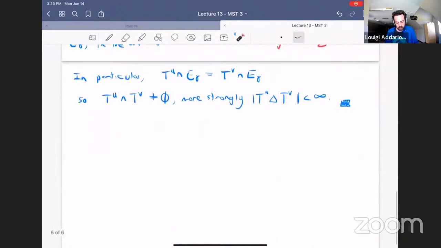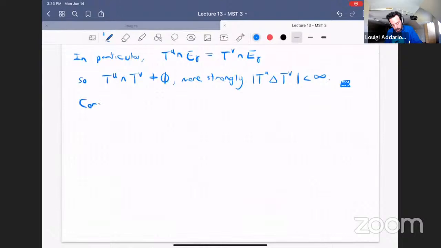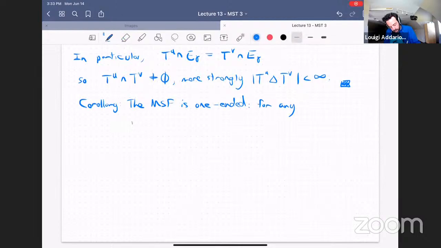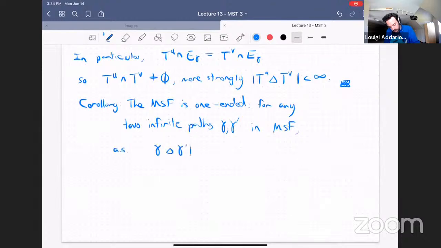And there's a question in the chat: does this make the minimum spanning forest a one-ended tree? Indeed. The minimum spanning forest is one-ended. And so that means that for any two infinite paths gamma and gamma prime in the minimum spanning forest, almost surely the symmetric difference of the paths is finite as well. So there's really only one way to go to infinity, if you like.